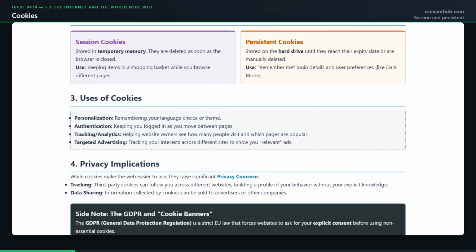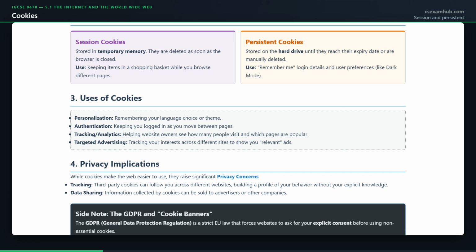There are two types, and they are distinguished by how long they survive. A session cookie is stored temporarily in memory and is deleted the moment you close the browser. It exists only for the duration of that visit. The standard example is a shopping basket. The site needs to remember what you have added while you move between pages, and HTTP itself has no memory from one request to the next, so the cookie carries that state.